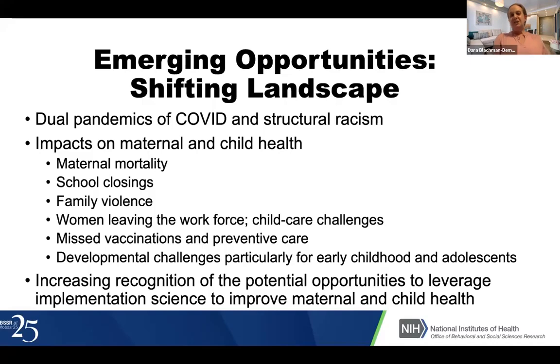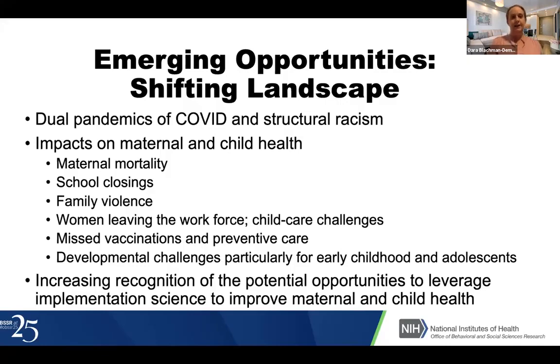Okay, I'm going to shift gears again, and for the rest of my brief time, I'm going to talk a little bit about some of the directions of the field of implementation science generally that I think may have important relevance or implications for thinking about maternal and child health. So obviously, I think we're all aware of the current shifting landscape of public health research and the dual pandemics of COVID and issues related to structural racism.